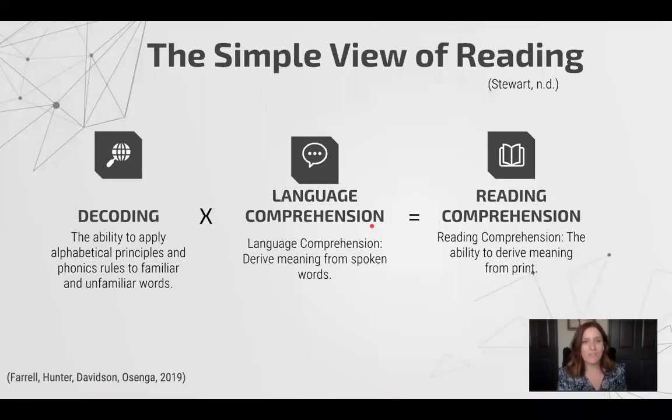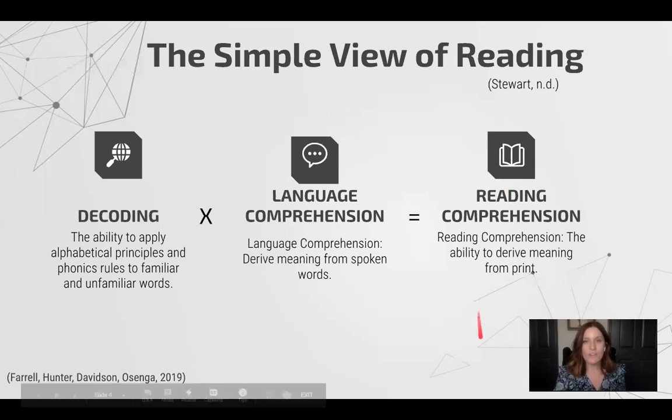Let's take a look at the simple view of reading. Decoding times language comprehension equals reading comprehension. So let's break it down. Decoding is ultimately knowing the principles of the alphabet and also understanding phonics rules in order to use them when decoding. You multiply that with language comprehension, which is the ability to actually have meaning from the words that you're speaking. Then that leads to reading comprehension.